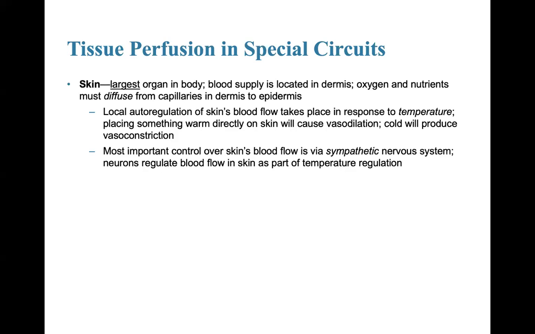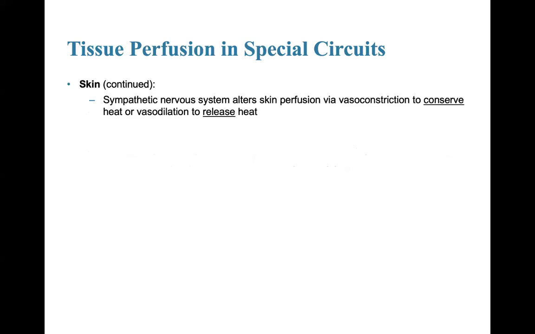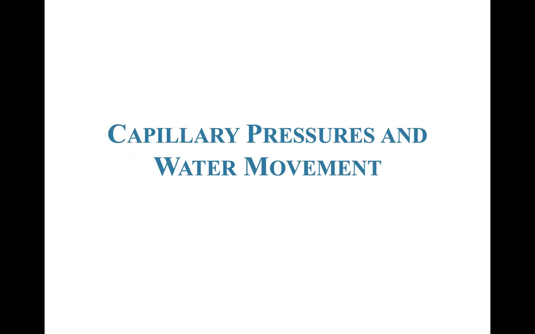The most important control over the skin's blood flow is via the sympathetic nervous system. Neurons regulate blood flow to the skin as part of temperature regulation. The sympathetic nervous system will alter skin perfusion via vasoconstriction to conserve heat or vasodilation to release heat. So looking at capillary pressure and water movements.